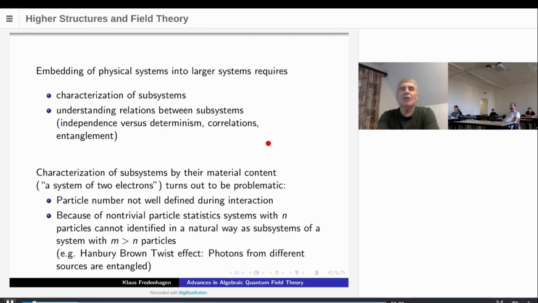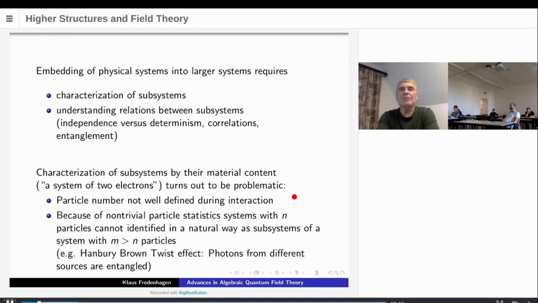Now, one often sees that subsystems are characterized by their material content. So you can find phrases like a system consisting of two electrons. But this characterization of subsystems is problematic for several reasons. One reason comes from relativistic physics, where you have particle creation and particle annihilation. And so particle number is not well defined during interaction, but of course interaction is everywhere and at all times. So in this sense, particle number is not a really well defined concept in general.